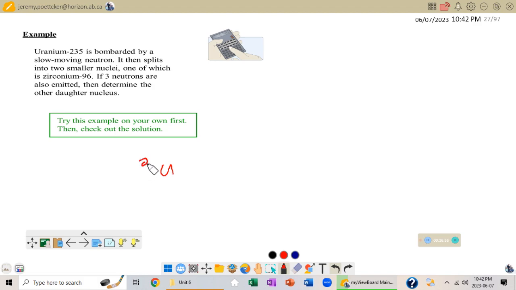Uranium-235. You will learn that uranium's number of protons is 92. Plus a neutron, those are my reactants, is going to make zirconium. So I'm going to have to find zirconium on my periodic table, and it is going to have the atomic number of 40, which means I have 40 protons.